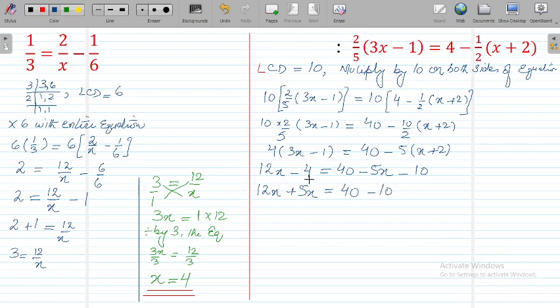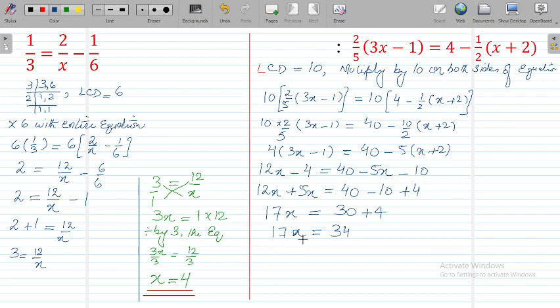This minus 4, when it goes to the other side, will become plus 4. Now 12x plus 5x will give you 17x is equal to 40. Out of 40, if you minus 10, you will get 30, and in 30, you add 4, that is 34. Now your expression looks even simpler: 17x is equal to 34. And you are interested in the value of x.